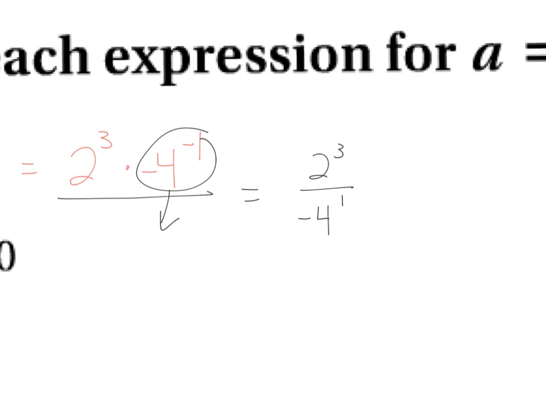Now, I do want you to go ahead and clean this up. So 2 times 2 times 2 is 8. Negative 4 to the first is just negative 4. And so you'll end up with negative 2 as an answer.